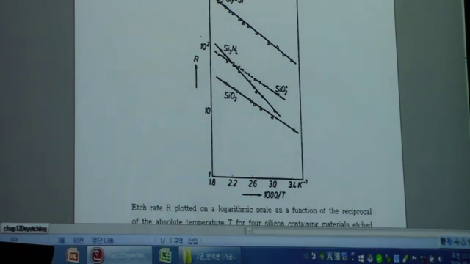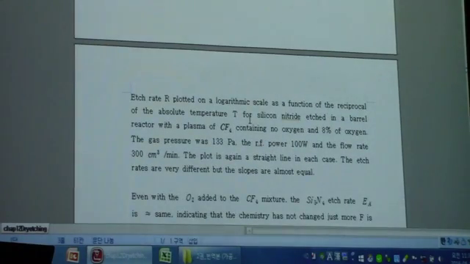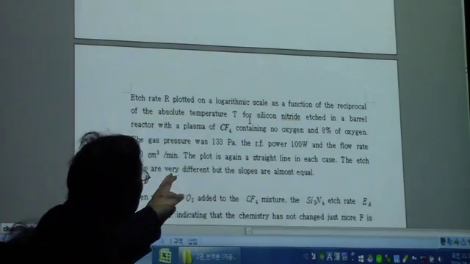In this particular example, you use 4% of oxygen in the CF4 gas, which has been shown here.